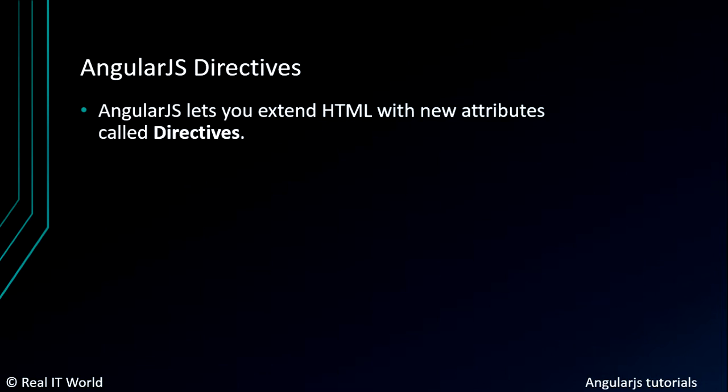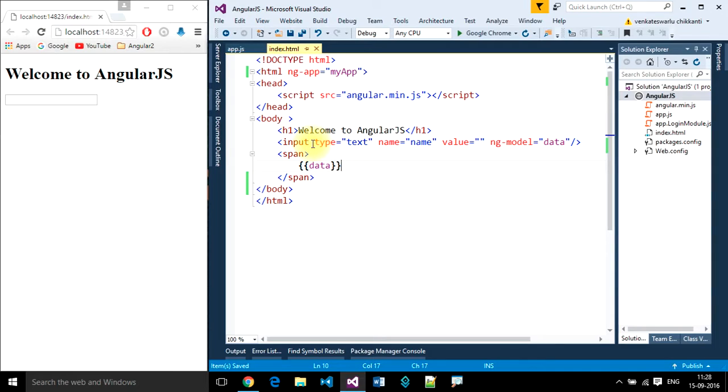AngularJS lets you extend HTML with new attributes called directives. Let's look at what HTML attributes are first. In this, input is an HTML control of type text box. We are seeing some red color names: type, then name, then value. These are all HTML attributes.